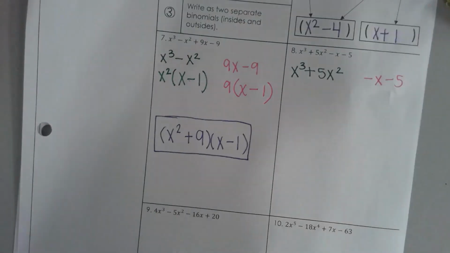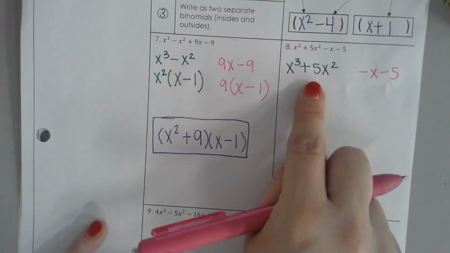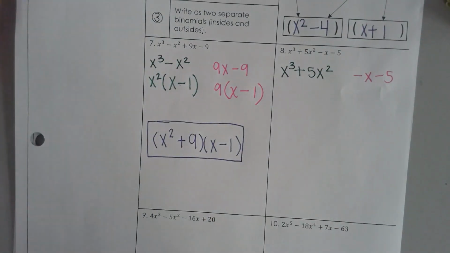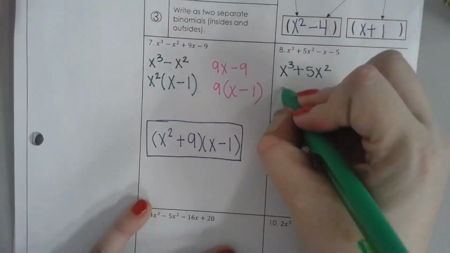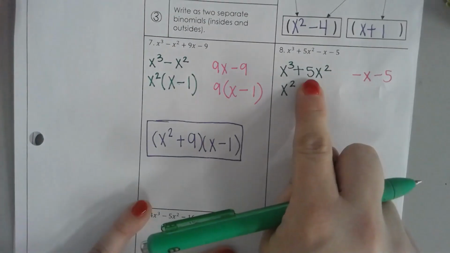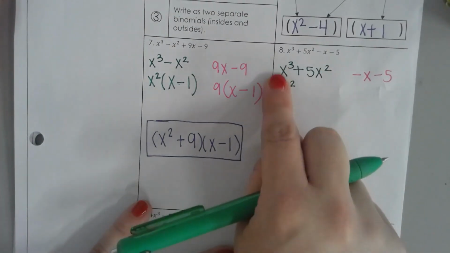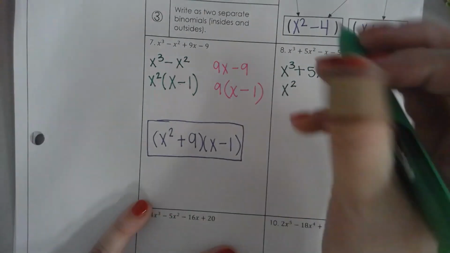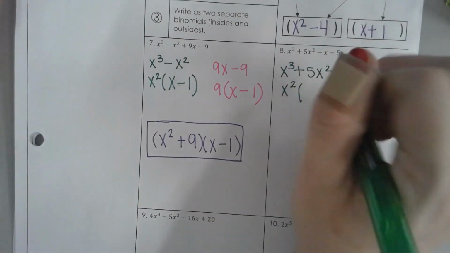All right. Lacey, what is the GCF of this first group? It would just be x squared. Even though this one has a 5, the first one doesn't have a number, so you can't divide them by anything. So they just have an x squared. All right.